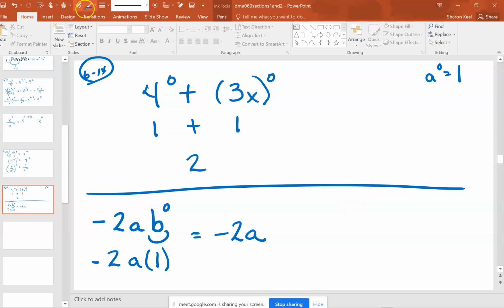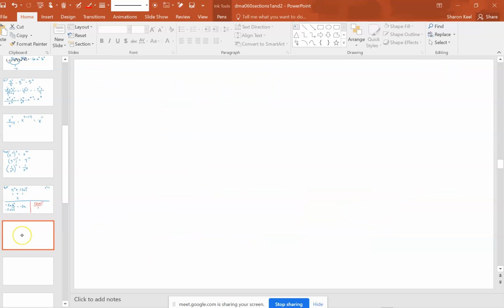For this other one, let me change color so we see it's a different problem. So we have 2ab to the 0. For this, the exponent is outside the parentheses, so this whole unit is a 1. Okay? So that is just working with and using the base to a power of 0 would give you a solution of 1.